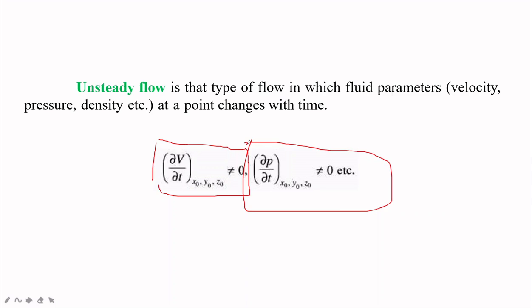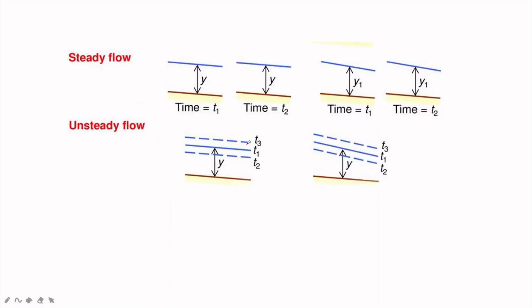Fine. So the unsteady flow is that type of flow in which the fluid parameters at a point change with time. Steady flow is that type of flow in which fluid parameters like velocity, pressure, density at a point do not change with time. Do not change with time, steady flow. Changes with time, unsteady flow. Fine. We'll see some examples.